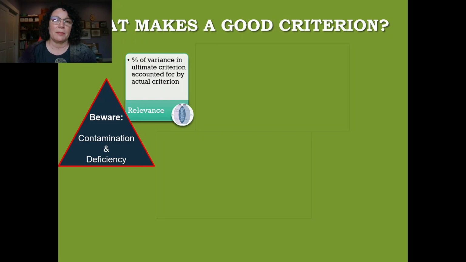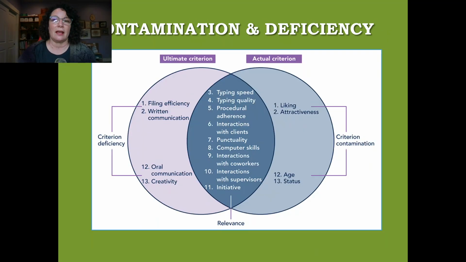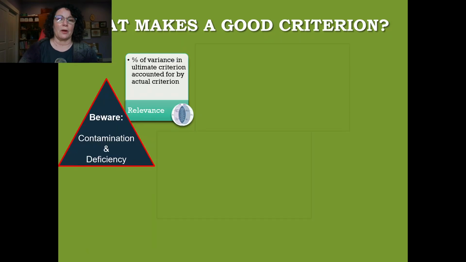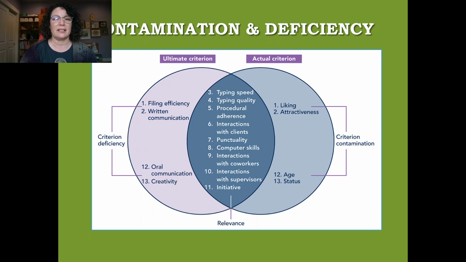But of course, we have to keep in mind there are these factors called contamination and deficiency that can sort of mess up our ability to determine what percentage of the variance is being accounted for. So let's take a little walk down contamination and deficiency lane and see what that is.